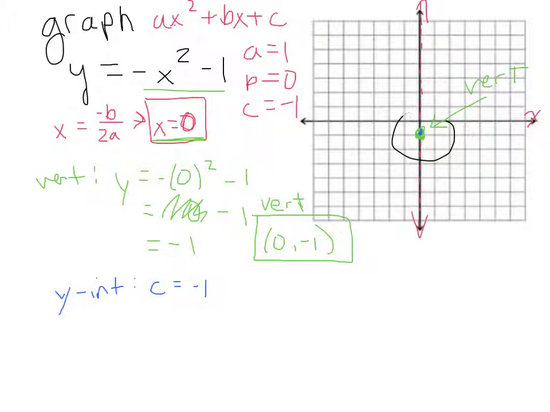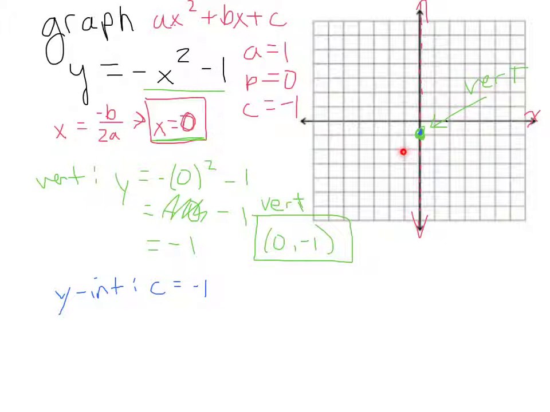And I did not mean to write that circle around there. Sorry, folks. I meant to do this guy right here, the little laser pointer. So our vertex and our y-intercept are the same point. The problem is we need more points. We need additional points for our graph. So what we're going to do, we're going to create a table.